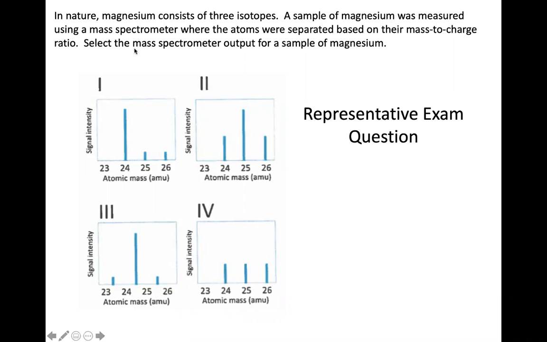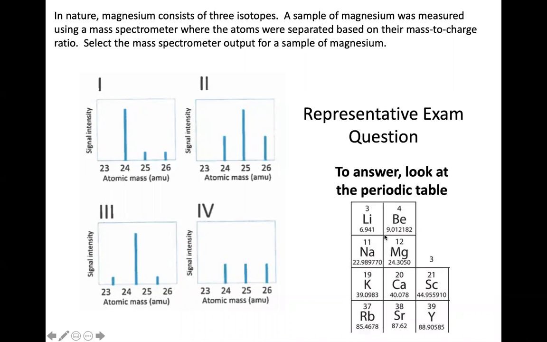So I see that it has three isotopes, so I see three peaks in each case. That part seems consistent. If I look at the periodic table, I find that magnesium has a weighted average mass of 24.3. So I know that that has to also be consistent with the correct choice.